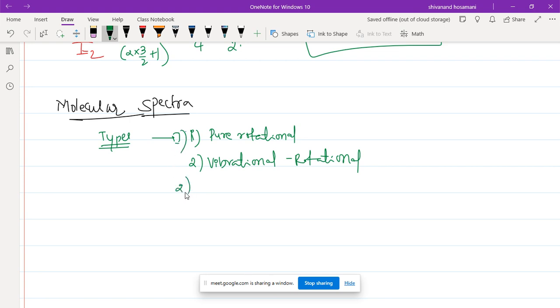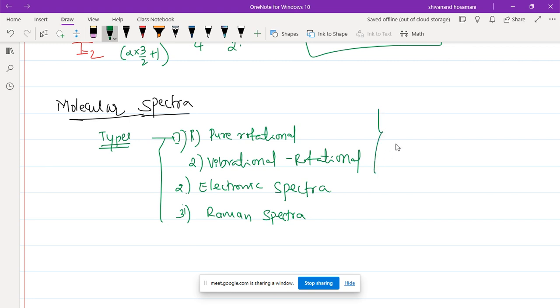Next, electronic spectra, and then Raman spectra. These are the things mainly given in the syllabus for diatomic molecules. For diatomic molecules, questions will come mainly from only these.